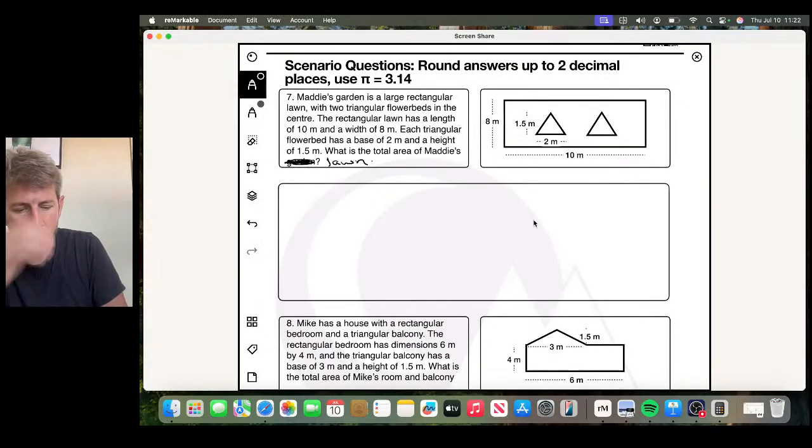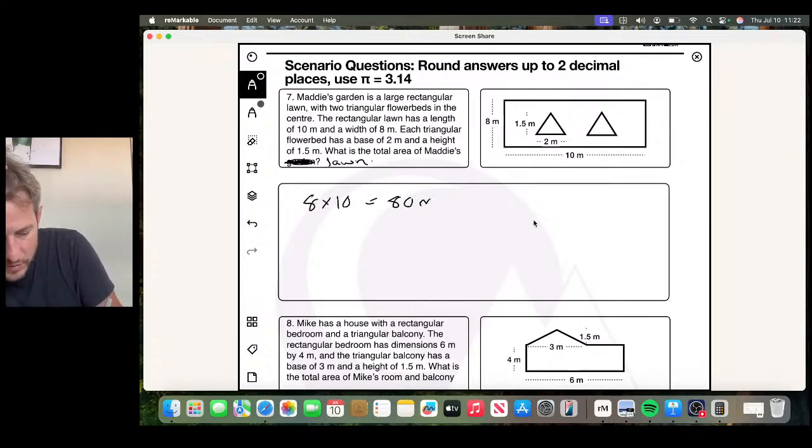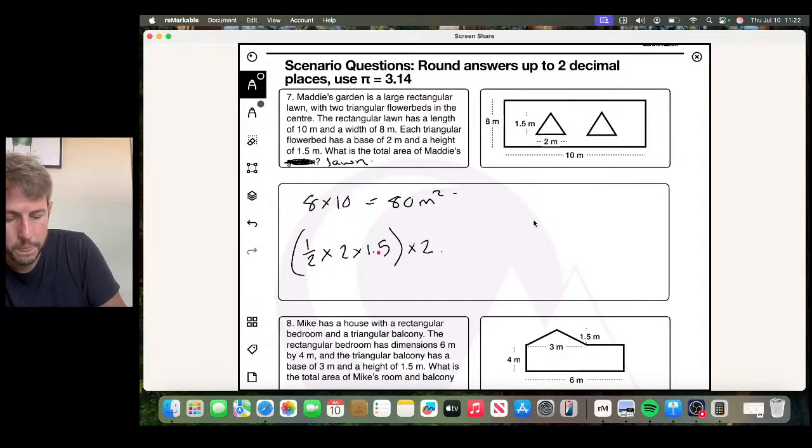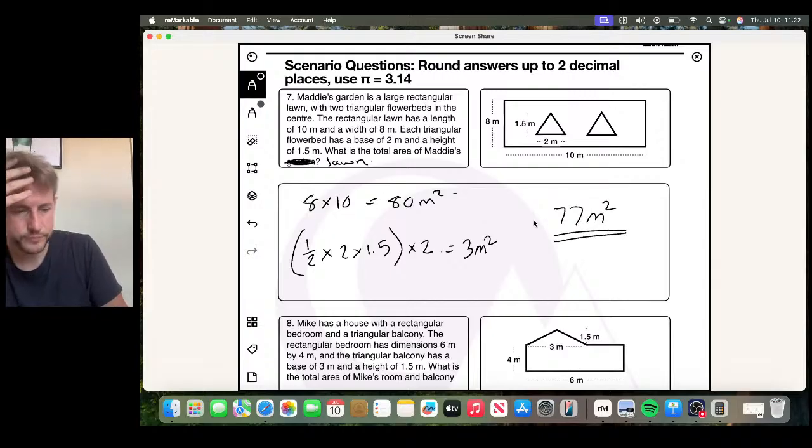Okay, right, so the rectangle, we've got 8 times 10, 80 metres squared. And then we've got the triangles, which is a half times 2 times 1.5. And then there's 2 of them. Okay, so a half of 2 is 1. 1 times 1.5 is 1.5. And then times 2, that's going to equal 3 metres squared. So I've got to remove the flower beds from the area of the lawn. So that's going to be 77 metres squared. Okay.